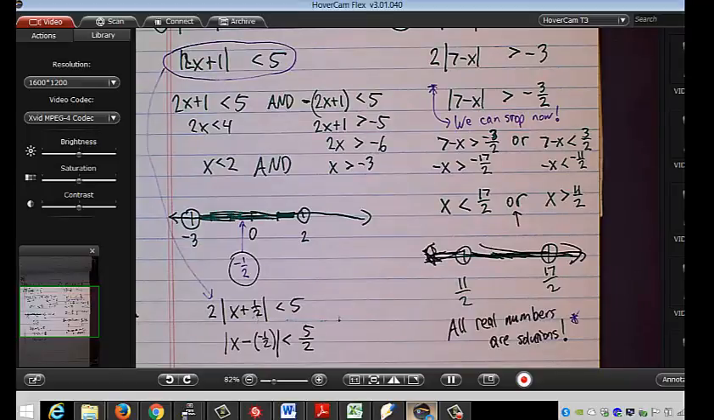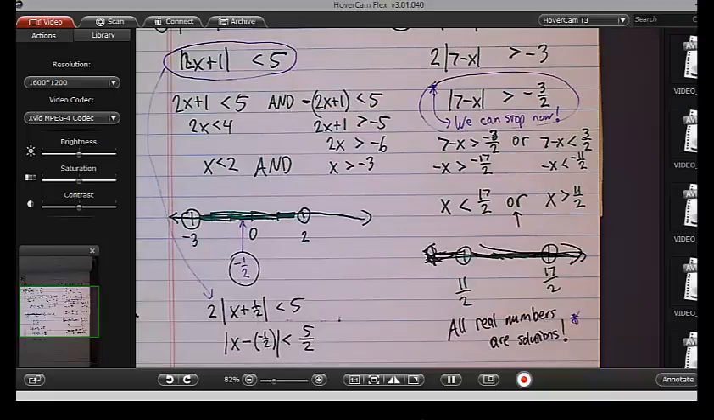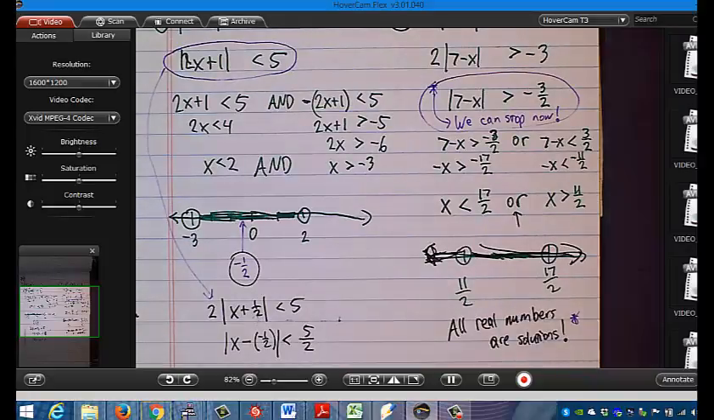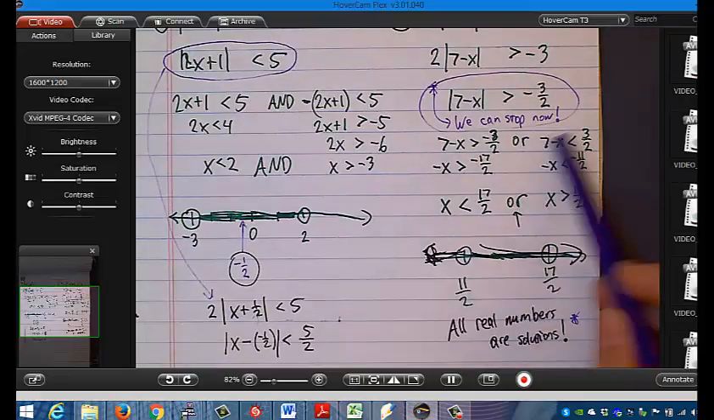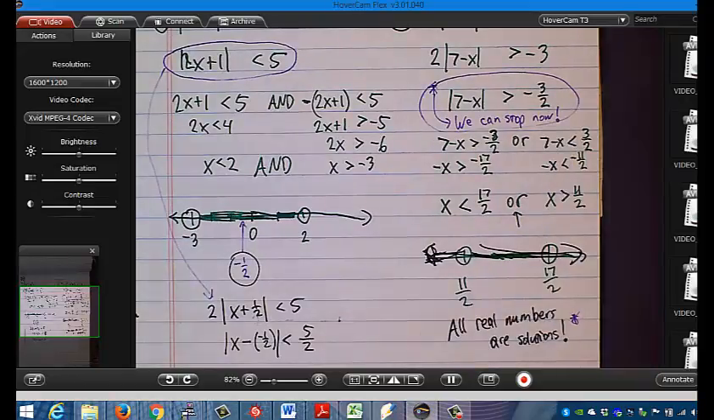Do you see it? It says absolute value, right? So this thing I circled here, absolute value, is bigger than a negative number. That's always true, right? Because absolute value, the smallest it could possibly get is 0, right? So you have absolute value bigger than negative 3 halves? Yeah, I don't care what you put in for x. All real numbers are solutions. You guys with me on that?